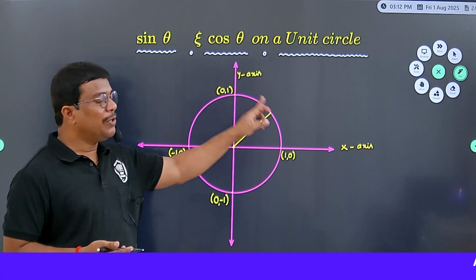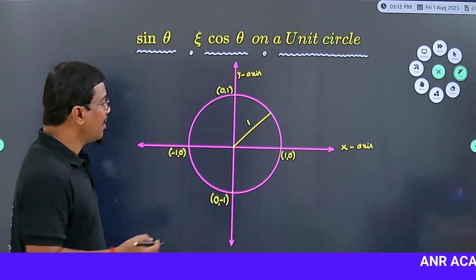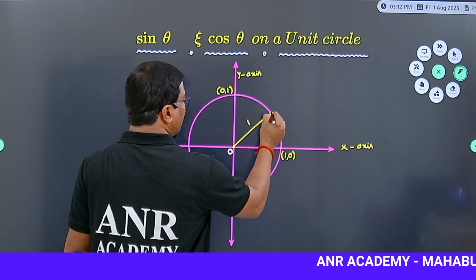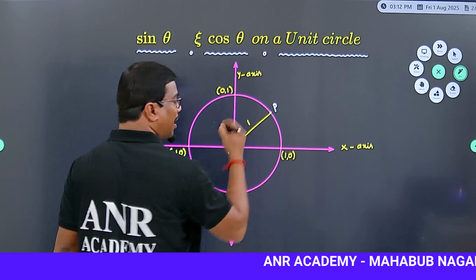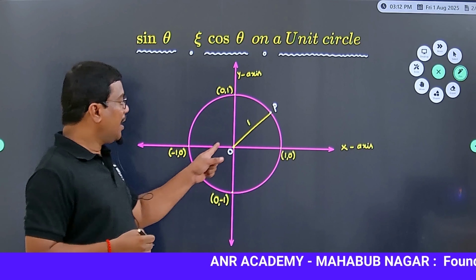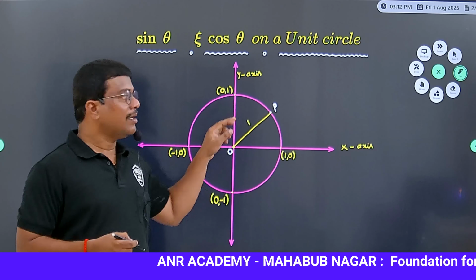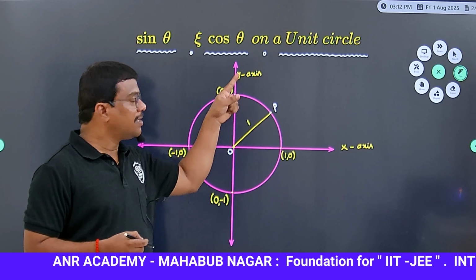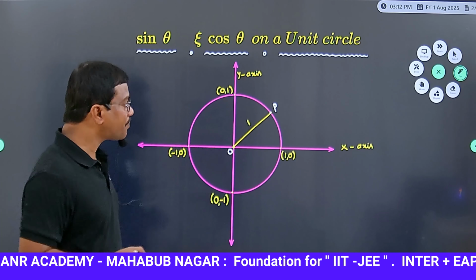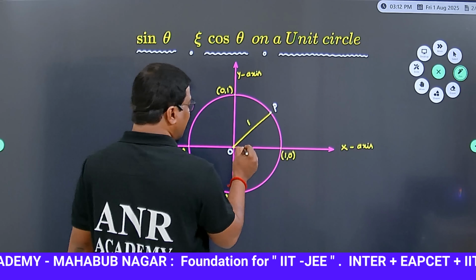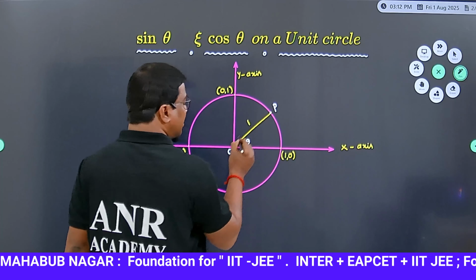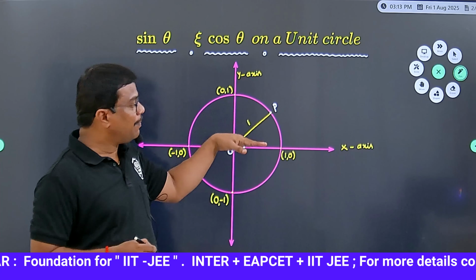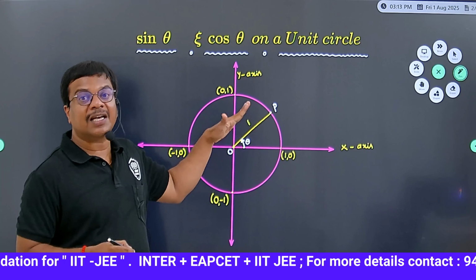Here there is a unit circle, center at origin, and assume that P is any point on the circle. Then the length of the line segment OP, that is the radius of the circle, since that is a unit circle, equals 1. And here assume that theta is the angle made by the line segment OP with the positive direction of the x-axis in the counterclockwise sense.